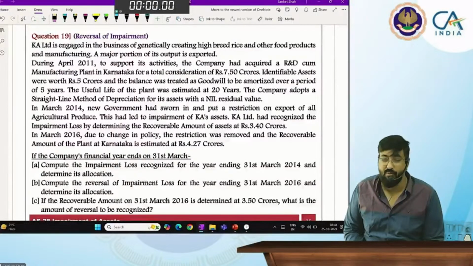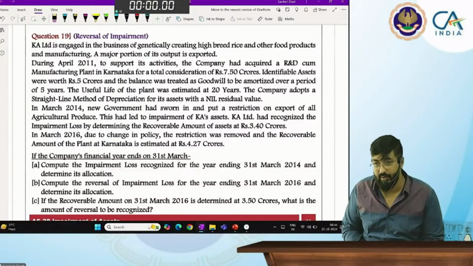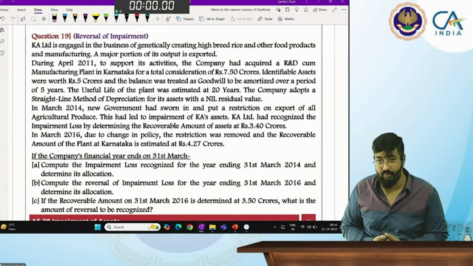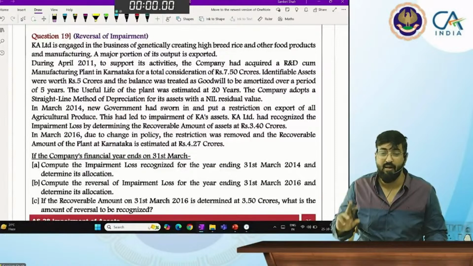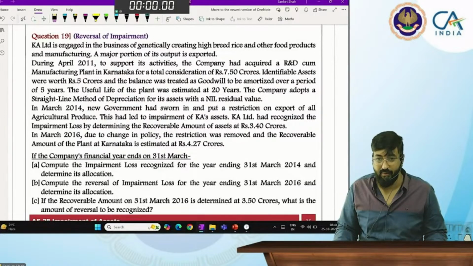मतलब almost 50 plus syllabus is completed, Accounting standard का. Okay, बहुत vast syllabus है, I know that. But you can see these chapters are interrelated. Okay.